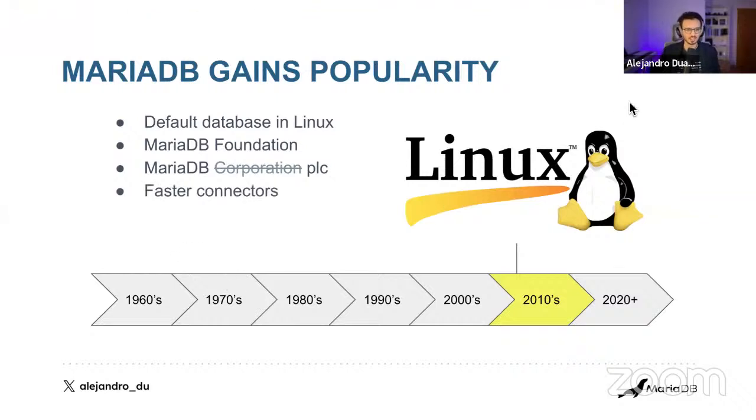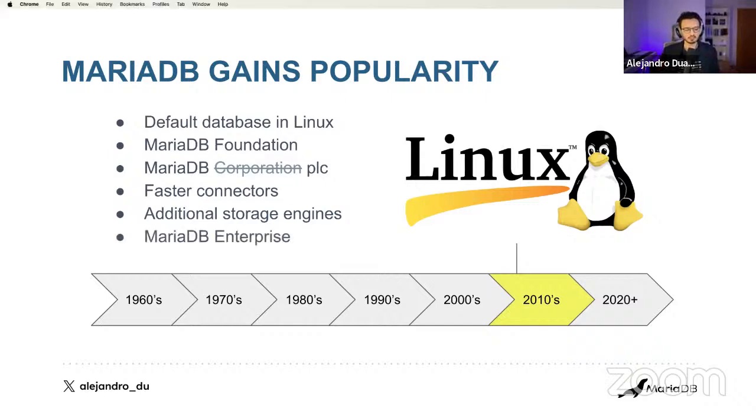Well, let's move on. But I was saying, the MariaDB PLC, or corporation as it was called before, creates open source products such as faster connectors or drivers for programming languages such as Java, Node.js with JavaScript, Python and C++. Faster, I mean here faster than those that exist for MySQL. Also, additional storage engines, which is what we are gonna highlight from a technical side later. And something called MariaDB Enterprise.